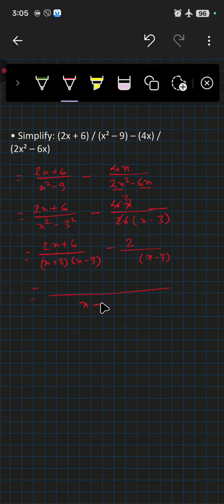So the LCM for this is x plus 3 into x minus 3. x minus 3 is common between them. So this is going to be the LCM. These are all the same, so the top one will be written the same without any changes. But for this, x minus 3 and x minus 3 are matching, so this is reduced. So x plus 3 will multiply these two. x plus 3 will multiply it. And what do we get? Minus 2x and minus 6.